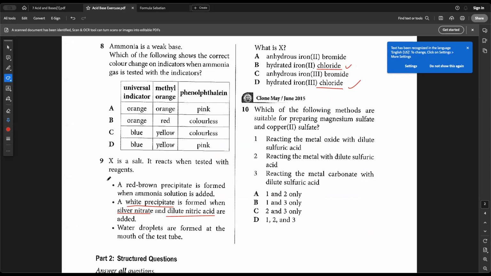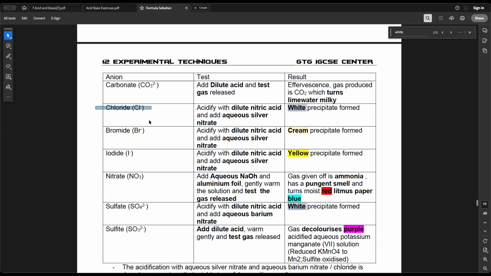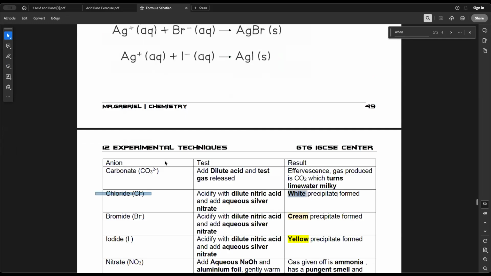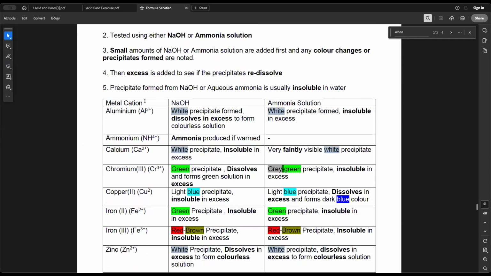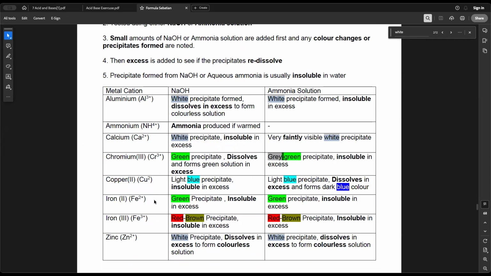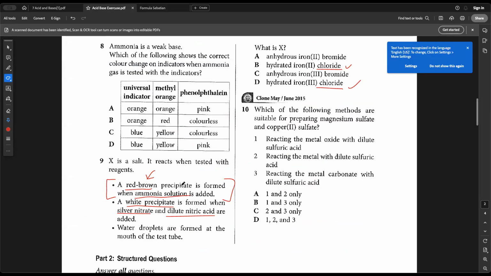Then I'll explain right now. This part here is how I know whether it's going to be iron 2 or iron 3, not because it comes up more. There's literally a table for you to follow. You see, a red-brown precipitation is formed when ammonia solution is added. Then I start to look. This is anion, by the way. Anions are all the negative ions. I start to look at the cation test. The cation test is all the positive ions. It's either between iron 2 or iron 3. Red-brown precipitation is formed when ammonia solution is added, so based on this table, it will definitely be iron 3.